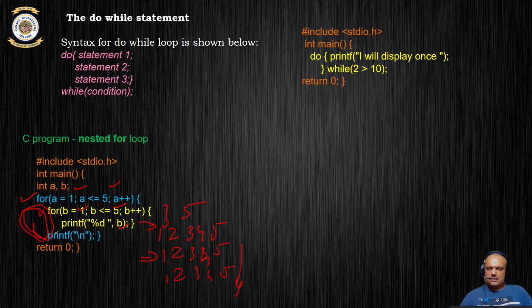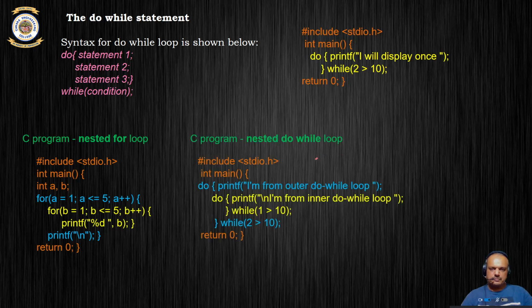And so on. That is the output. I hope you get the logic out there. That's how you can nest one loop inside another. You can nest a do while loop as well.